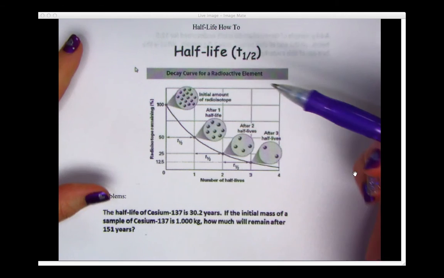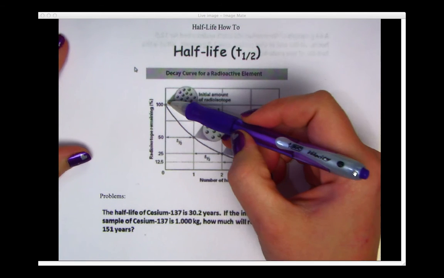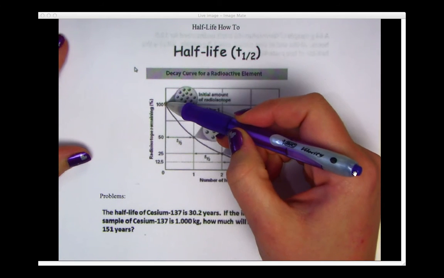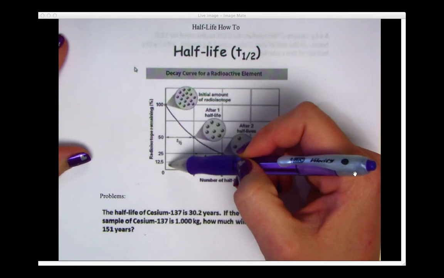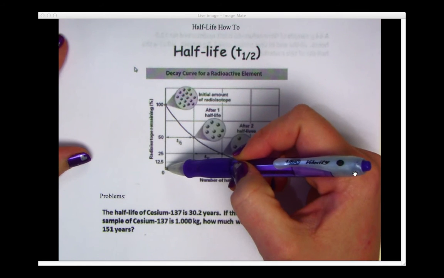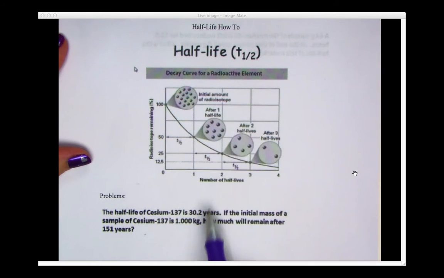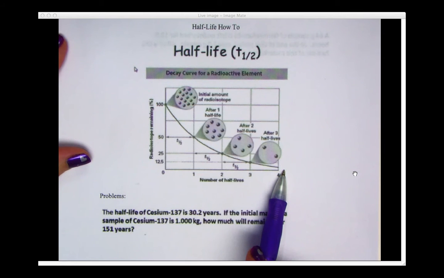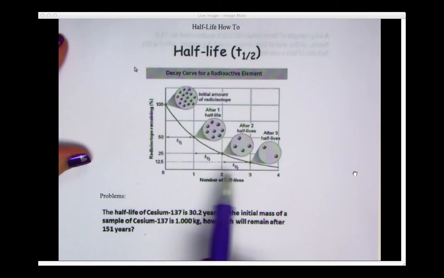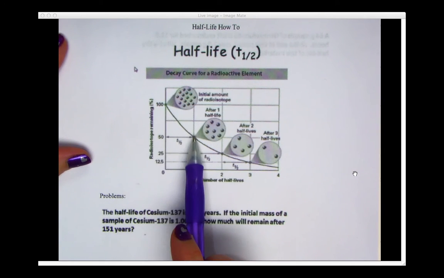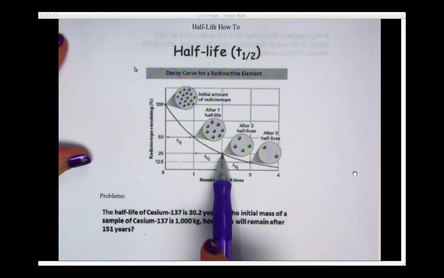So if we look over here at this graph, this is your percentages. If we have 100% of our sample, look down here at the number of half-lives. We've gone through 0 time, so you're going to have 100% of your sample. And if each one of these lines as you go across is representing a half-life, as you go down, half of your amount exists each time.